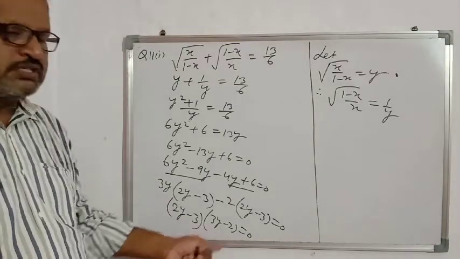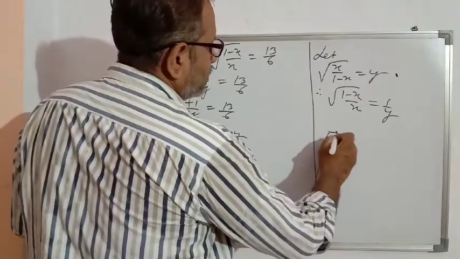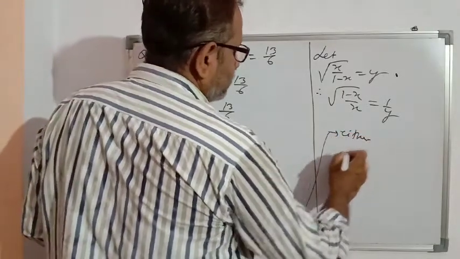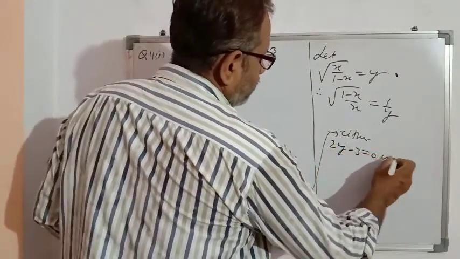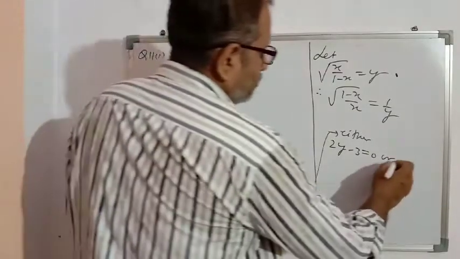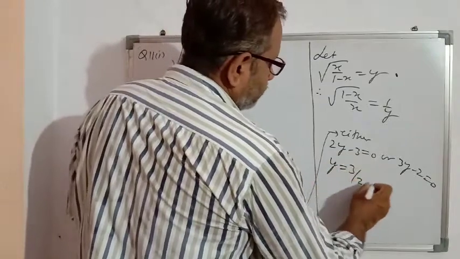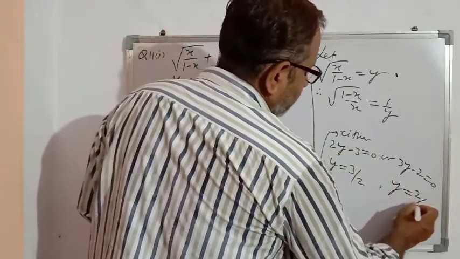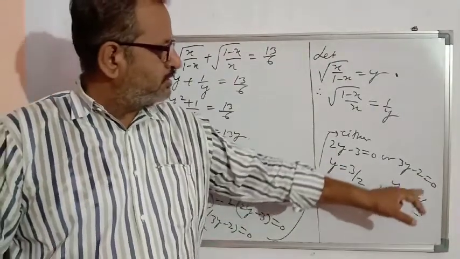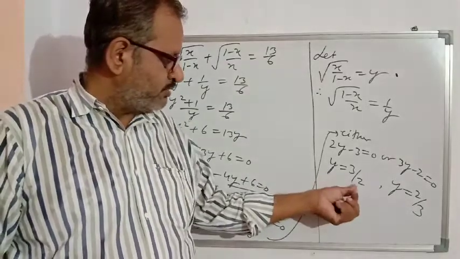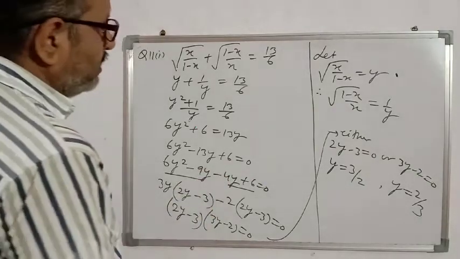Either the first bracket is 0 or the second bracket is 0. So either 2y minus 3 is equal to 0 or 3y minus 2 is equal to 0. We will get y is equal to 3 by 2 and y is equal to 2 by 3. One time we will take y is equal to 3 by 2, next time y is equal to 2 by 3.